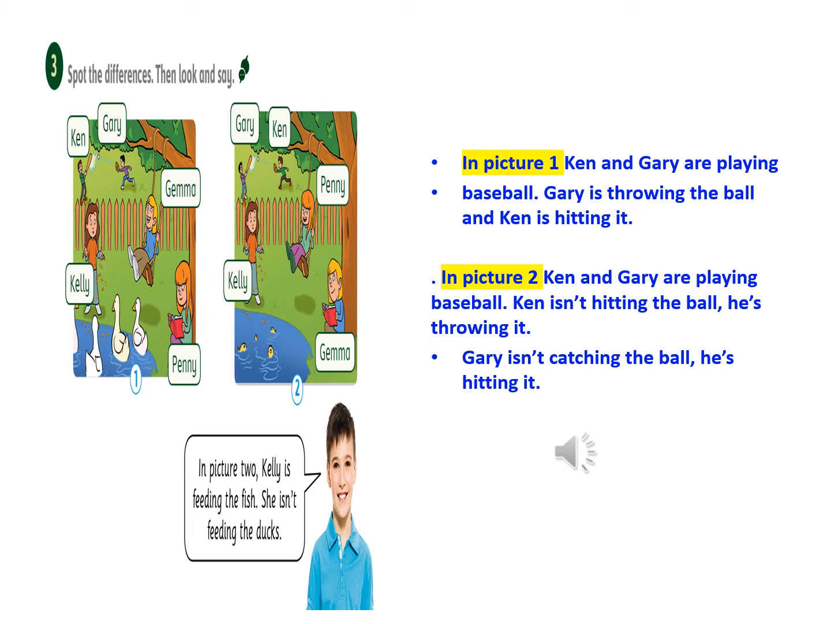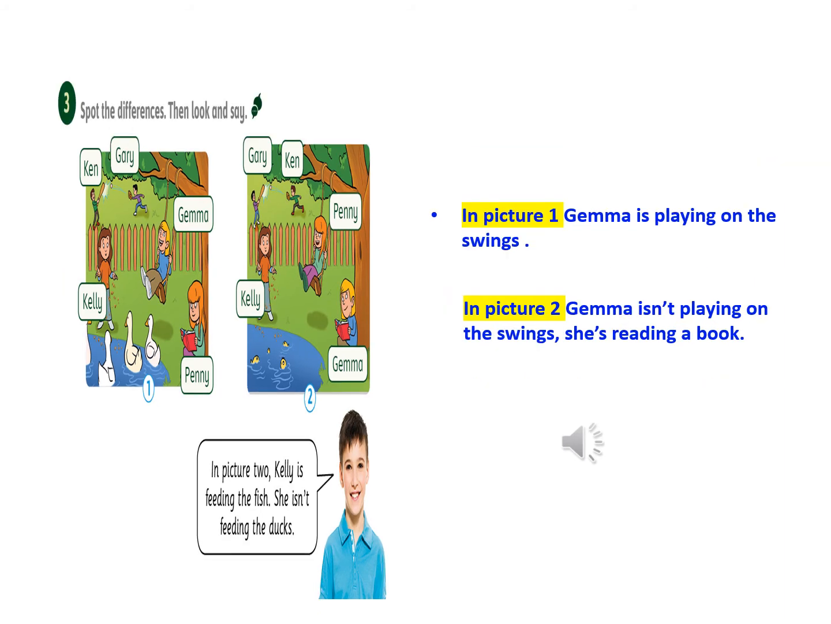In picture 2, Ken and Gary are playing baseball. Ken isn't hitting the ball, he's throwing it. Gary isn't catching the ball, he is hitting it.